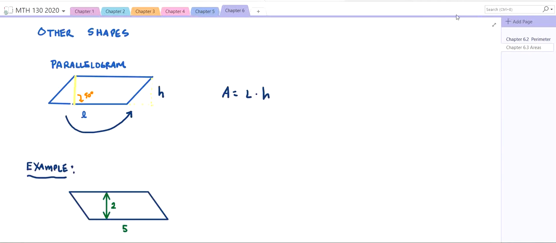So suppose I have a parallelogram. The top and the bottom are parallel. They both have length of 5. These angled sides have some undetermined length, but the distance between the top and the bottom is 2. So you know this is going to be a little longer than 2 because it's the hypotenuse of a triangle. But anyways, the area for this is just 5 times 2 equals 10.